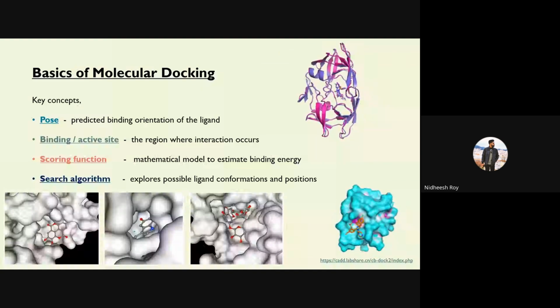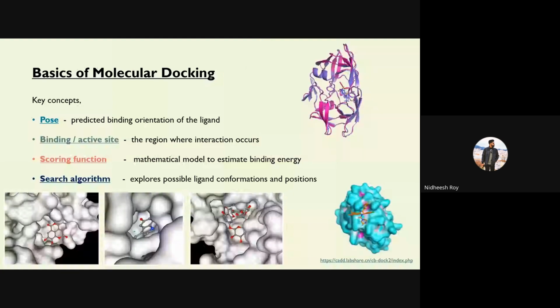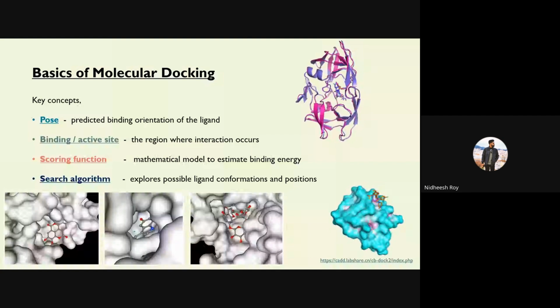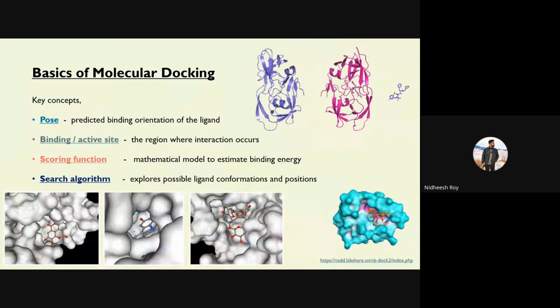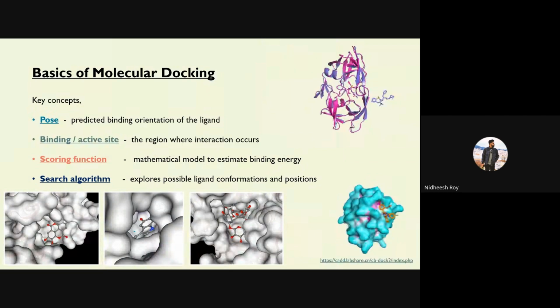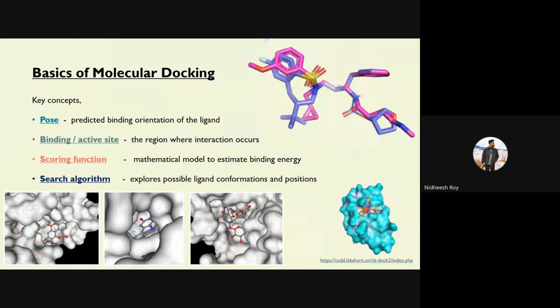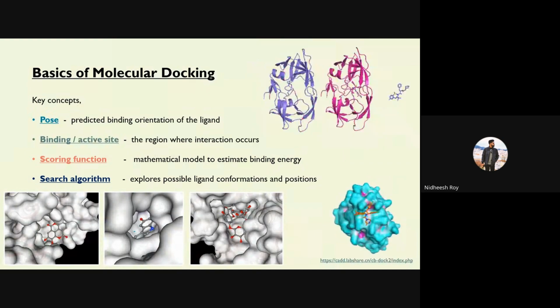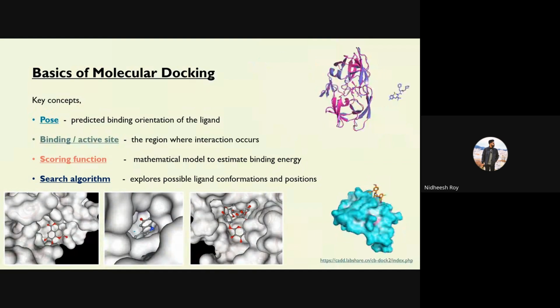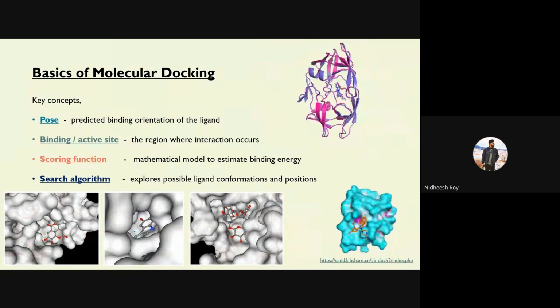Finally, we have the search algorithm. The algorithm is responsible for exploring all the possible ligand positions, orientations, and conformations within the binding site. Because this search space is extremely large, different docking programs use different strategies, such as genetic algorithms or stochastic sampling, to efficiently identify the most promising poses. Discussion of such search algorithms would take a full day session, as these are very complex topics.